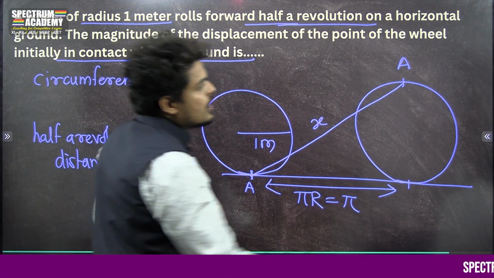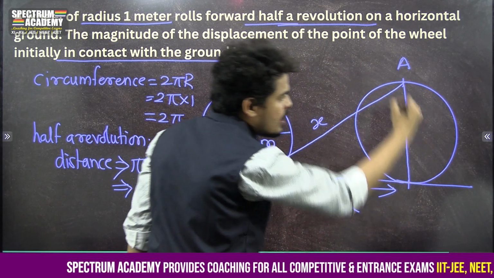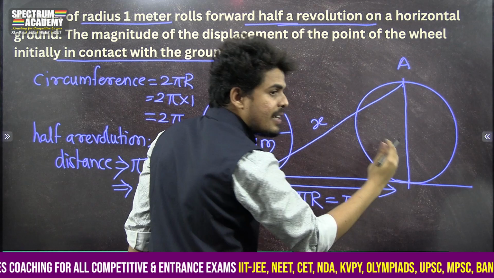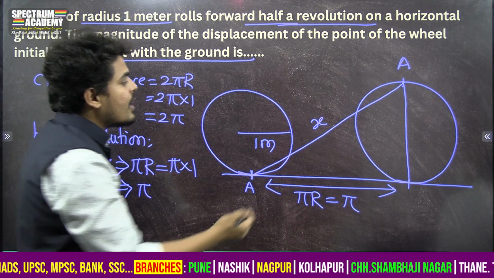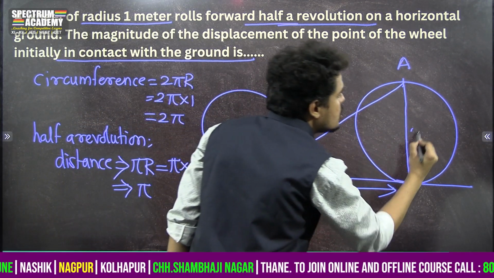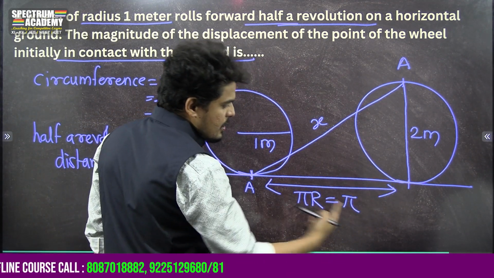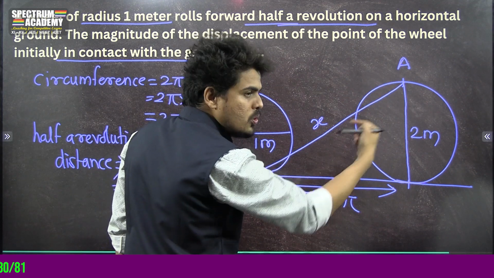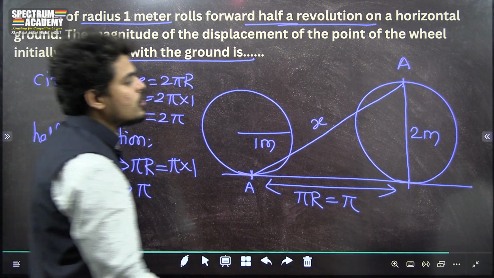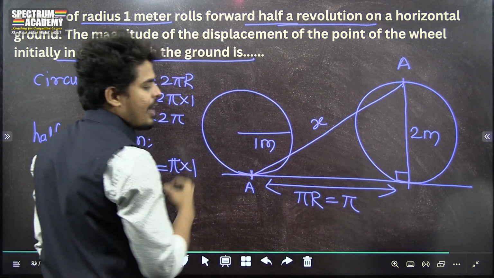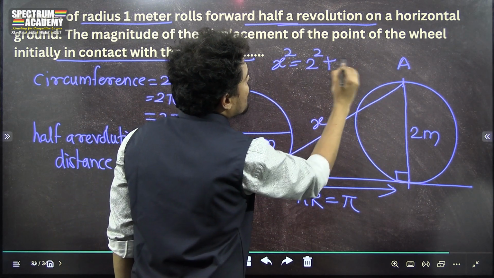Now how to find? Now the distance from the topmost point A from the ground is nothing but r plus r, that means 2r, that means nothing but the diameter of the sphere. So अगर radius 1 meter है, then diameter is 2 meter, twice of the radius. So now we know this side, that is nothing but pi, we know this 2, then by using the Pythagoras theorem we can find the displacement x. So by using the Pythagoras theorem in this right angle triangle we can get x square equals to, this is 2 square plus pi square.